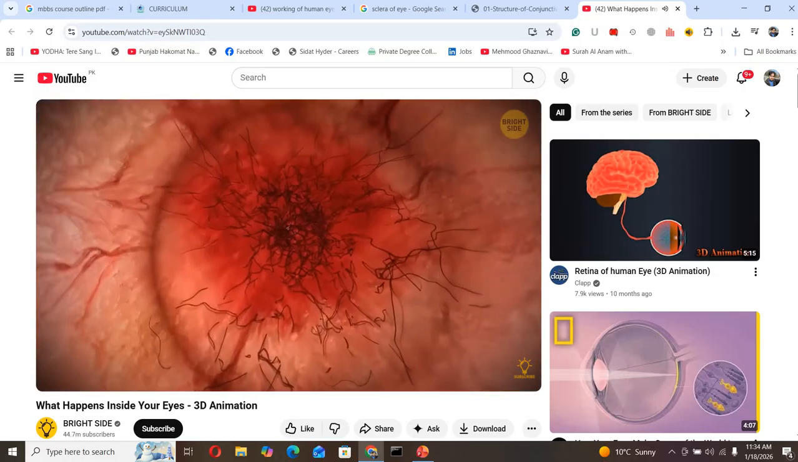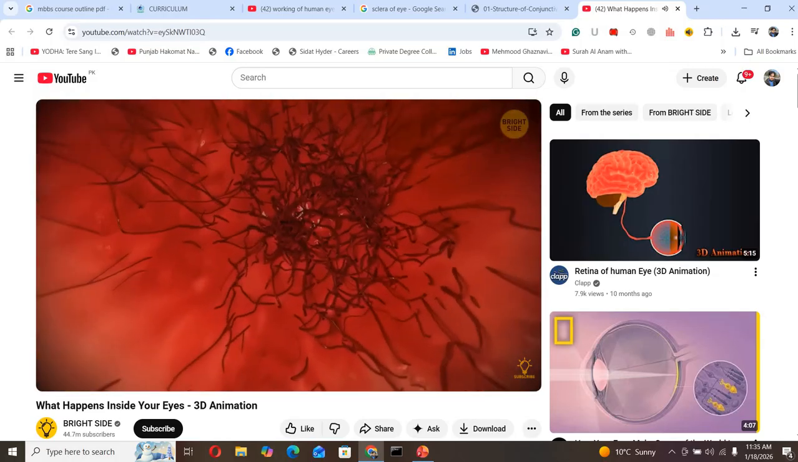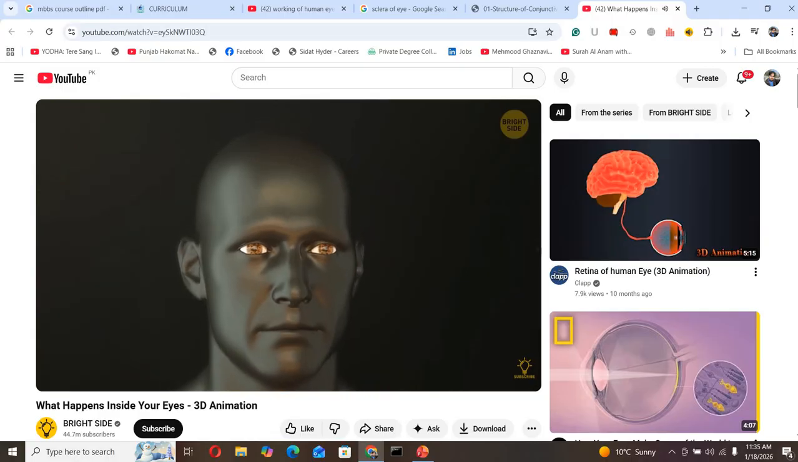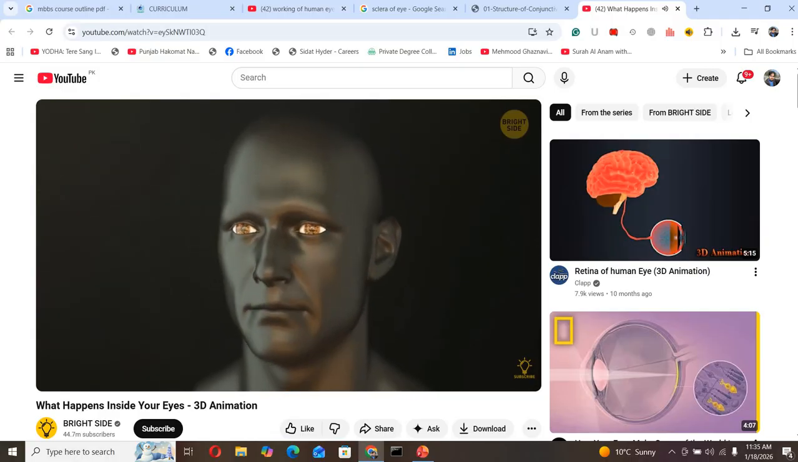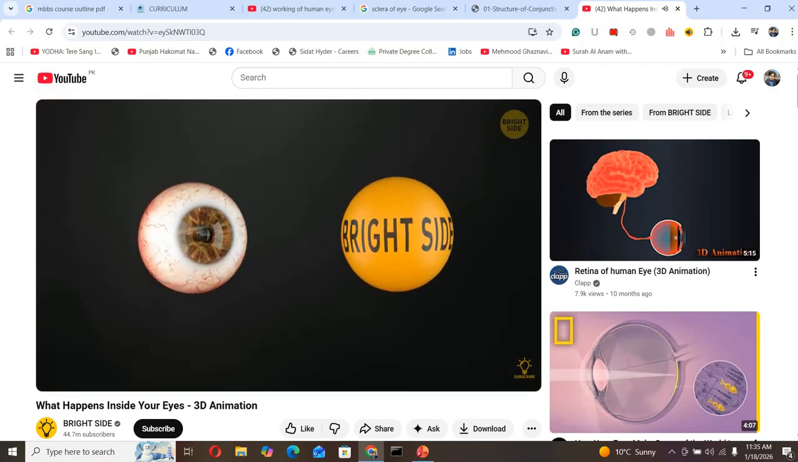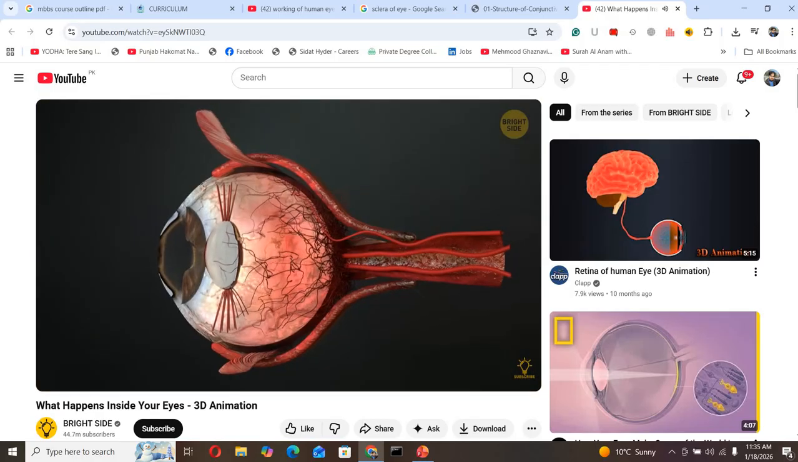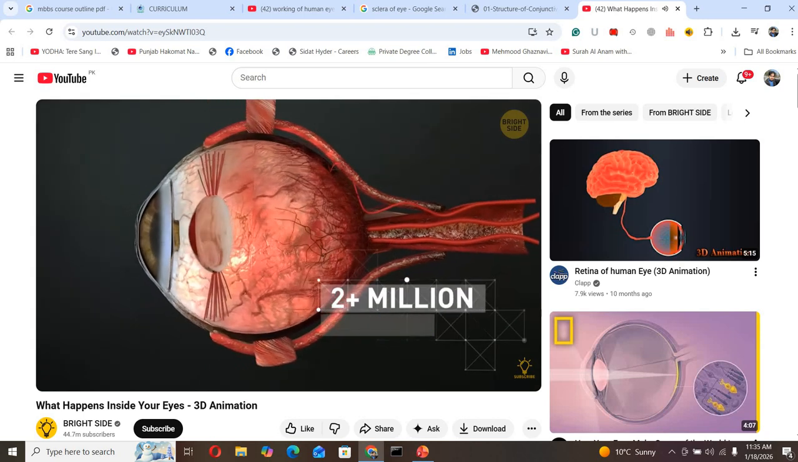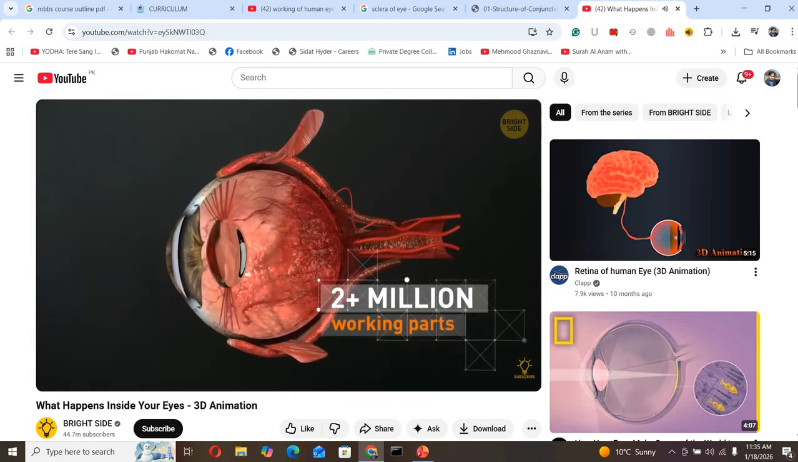Ooh, it's roomier in here than I thought. Hello? Well, it's because you only see about one sixth of your eye when you look in the mirror. The rest of it is inside your head. Your eyes themselves are about the size of ping pong balls. And within this seemingly small organ, there are over 2 million working parts.